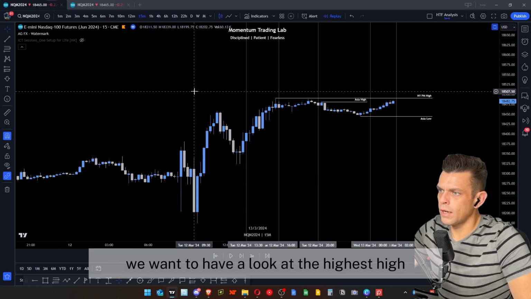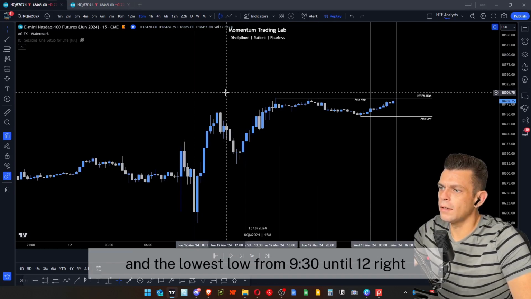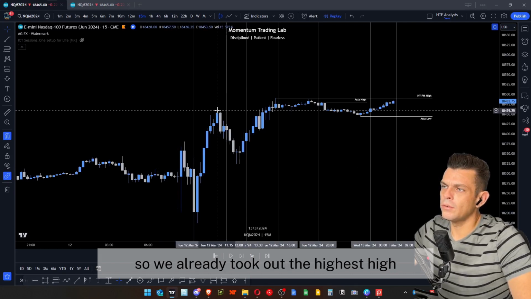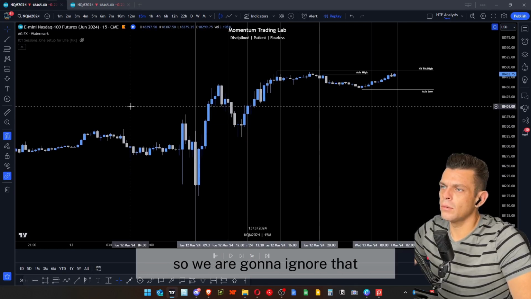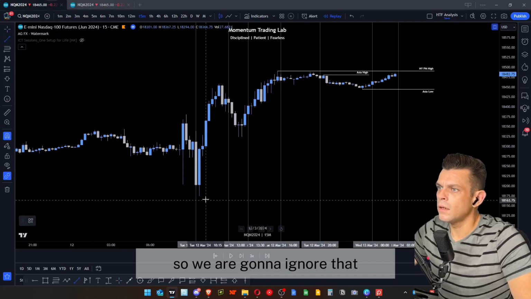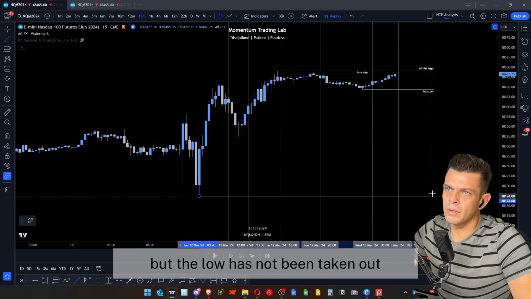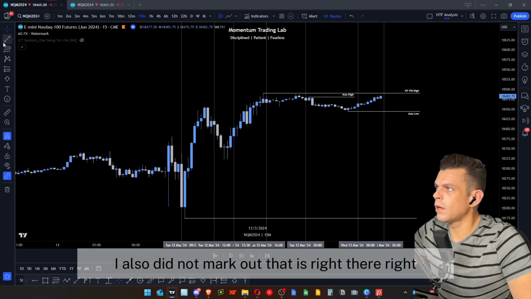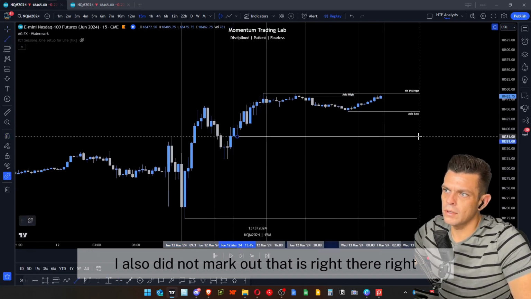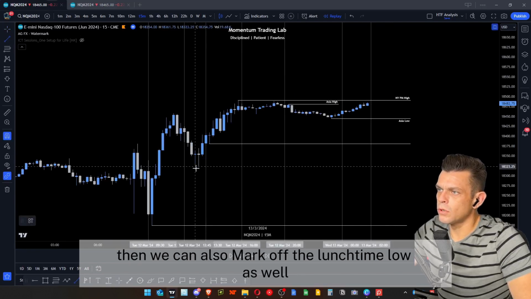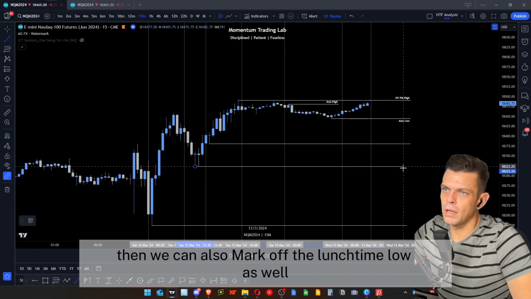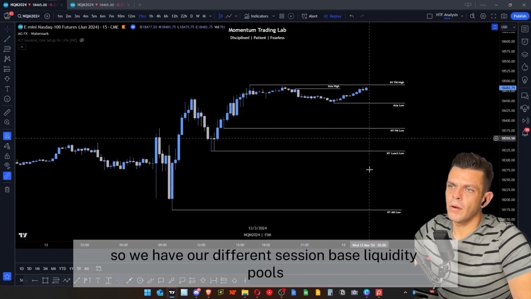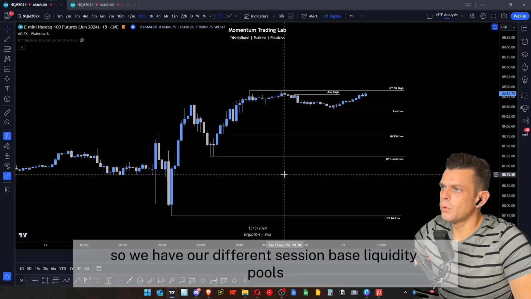So we want to have a look at the highest high and the lowest low from 9:30 until 12. Right, so we already took out the highest high, so we are gonna ignore that. But the low has not been taken out, as well as the afternoon session low I also did not mark out, so that is right there. Right, and we can also mark off the lunchtime low as well. That will also be a level of liquidity. Okay, so we have our different session based liquidity pools marked off.